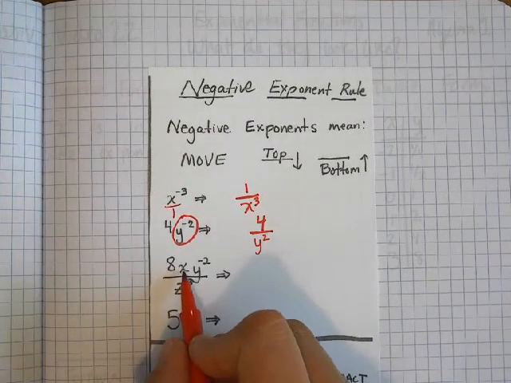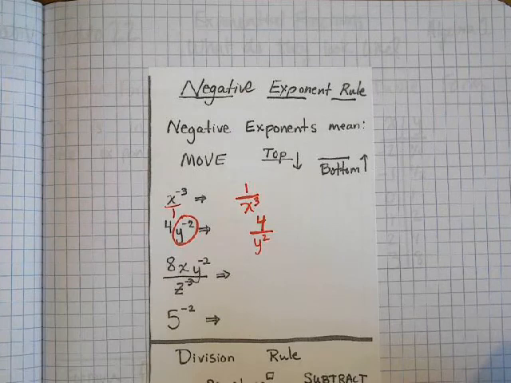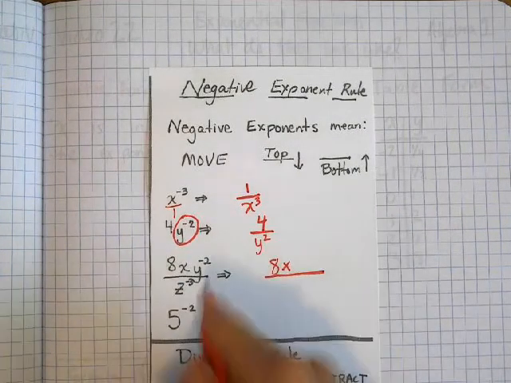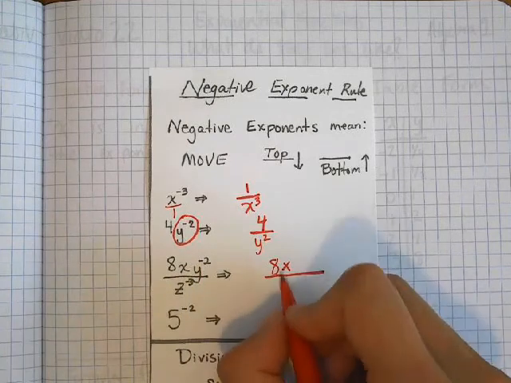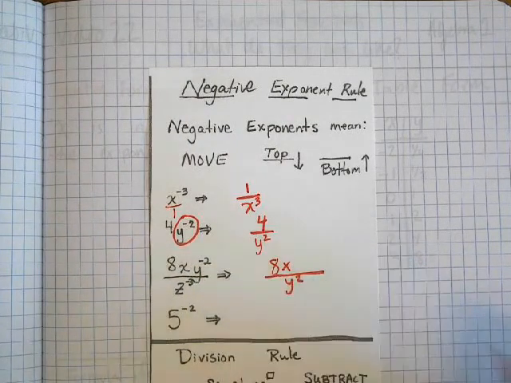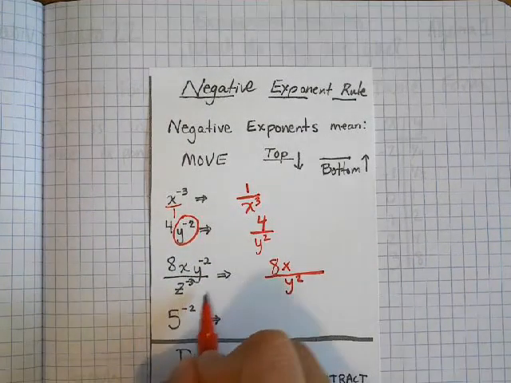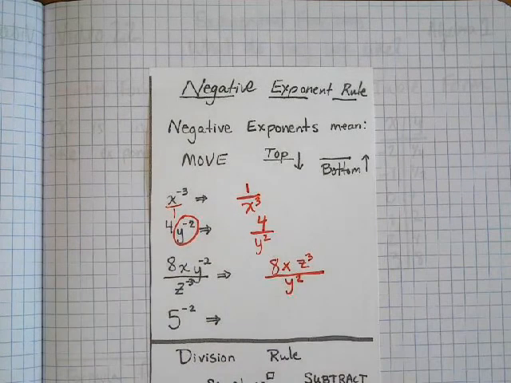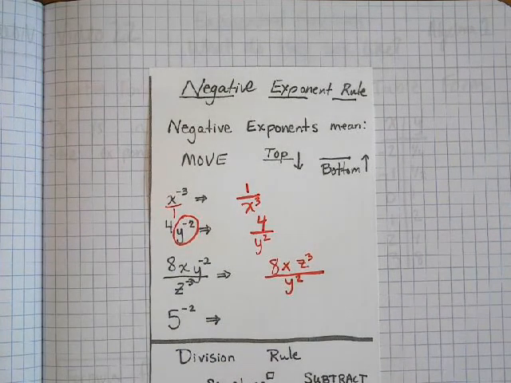All right, next one. Our 8 and our x, those are both to a positive exponent. So we're going to keep those. Now, our y to the negative second goes to the bottom and becomes positive, and our z to the negative third is going to move to the top and become positive.